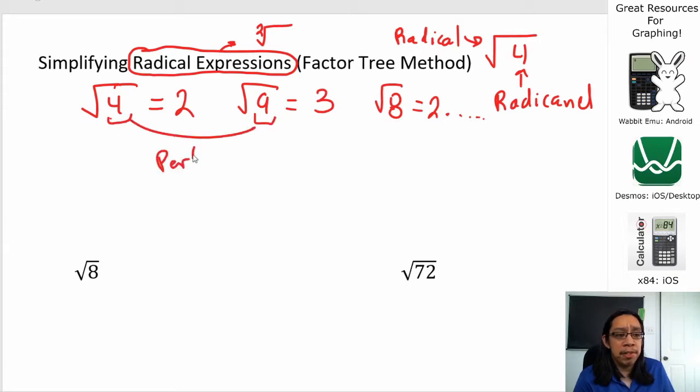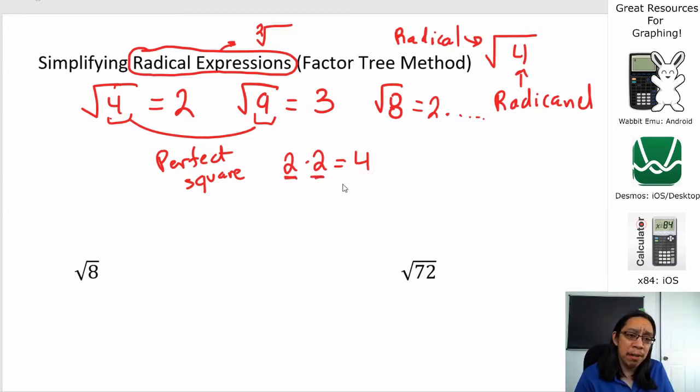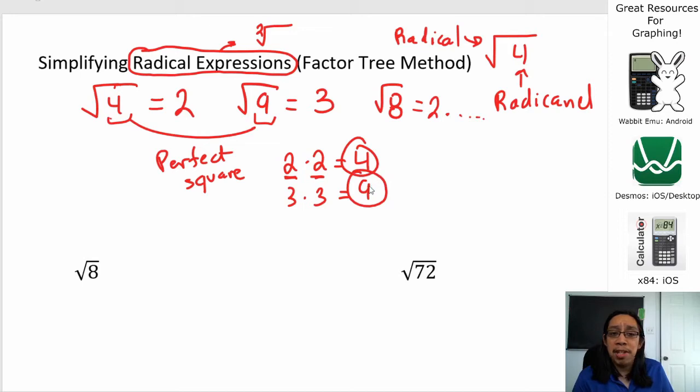Basically, a perfect square is a number that consists of a different number that when you multiply it with itself, you get that result. In other words, if you multiply 2 times 2, you get the whole number 4. That's the reason why 4 is a perfect square: it consists of a whole number which multiplied with itself gets you a nice whole number. Same thing with 9. If you multiply 3 times 3, you also get a whole number of 9. So that's the reason why you end up getting such nice answers for these.